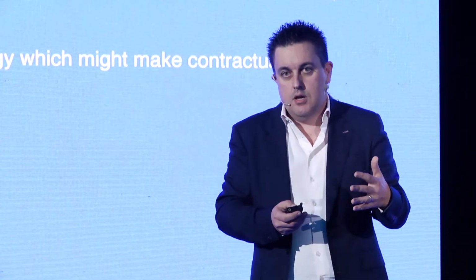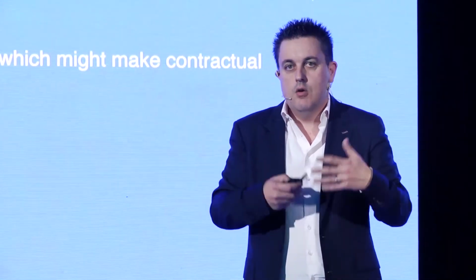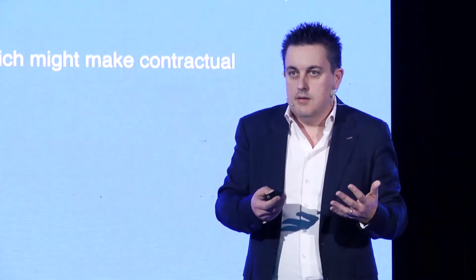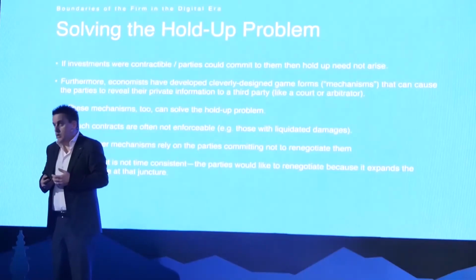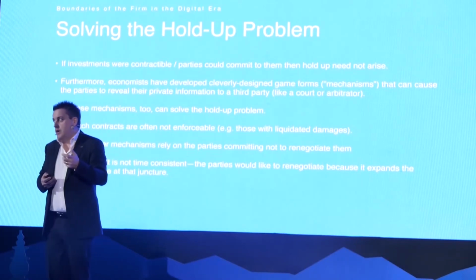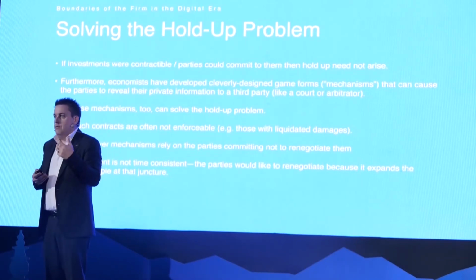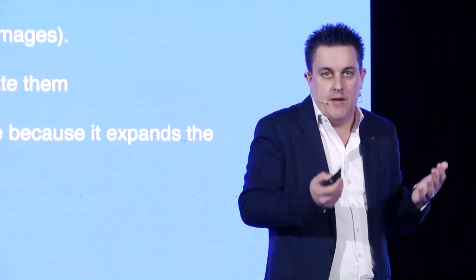And then the interesting question at this point is to ask, well, how could new contracting technology, of which blockchain is one but not the only example, how could this affect that? Well, as I said, the animating observation of property rights theory is if things were contractable, then we wouldn't have a problem. If we're in a complete contracting world, then there wouldn't be an issue.